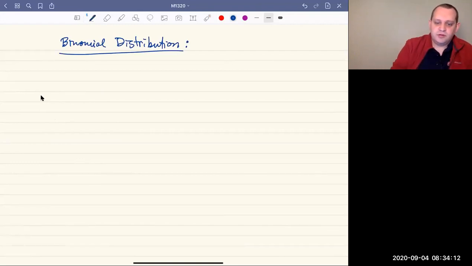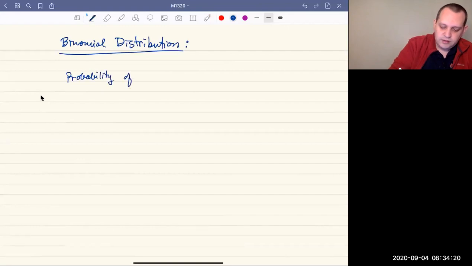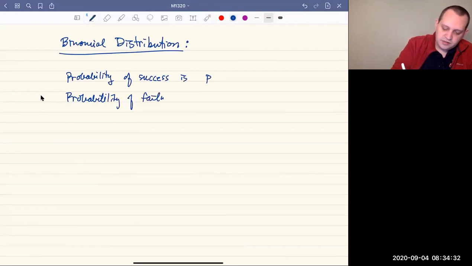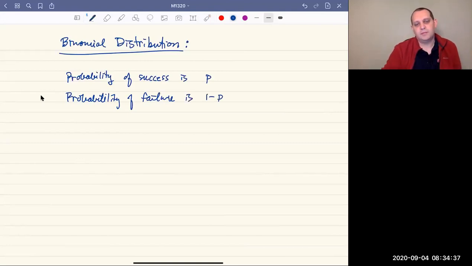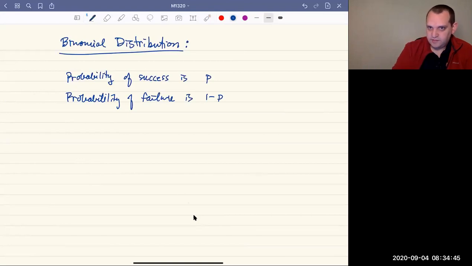So with the binomial distribution, here's what we're going to do. Let's say that the probability of a success is P, and then the probability of a failure, since there's only two options, is 1 minus P, because we know that they have to add up to 1. So the probability of a success is P, probability of a failure is 1 minus P.